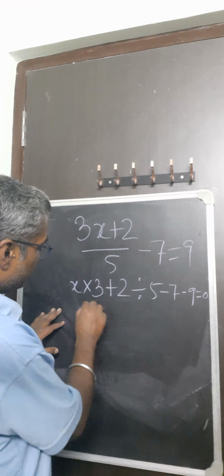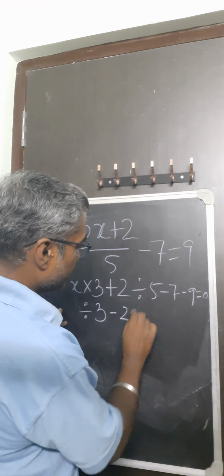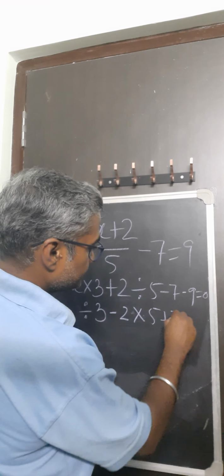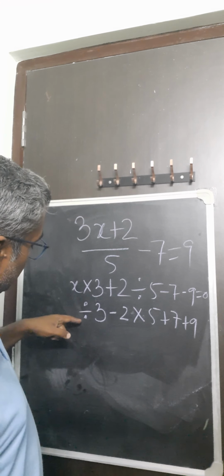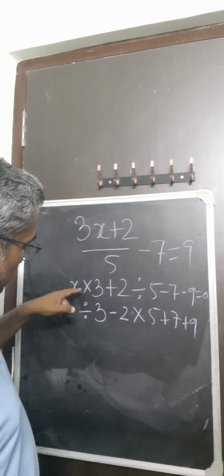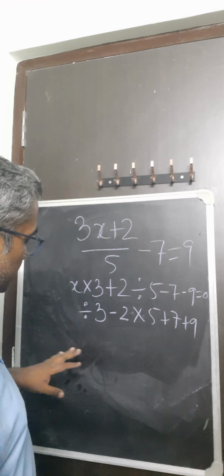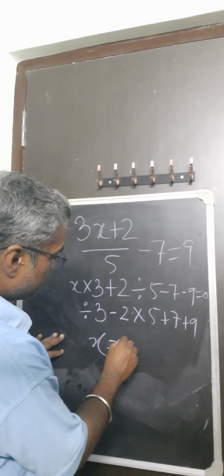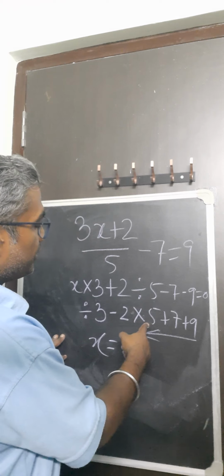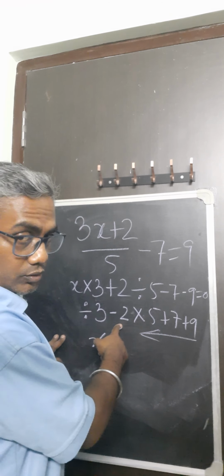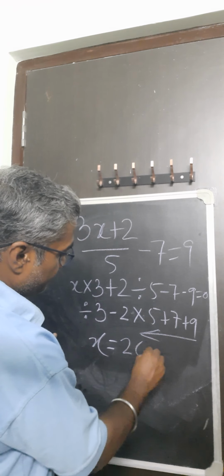So later I will change the sign, I will put it like that, as I explained earlier. So all signs are being reversed. Division will come in place of multiplication, minus in place of plus, and that way everything will come. Now if I take x, I will start calculating from this side. 9 plus 7 is 16. 16 into 5, 80. 80 minus 2, it will give you 78. 78 divided by 3 gives you 26.